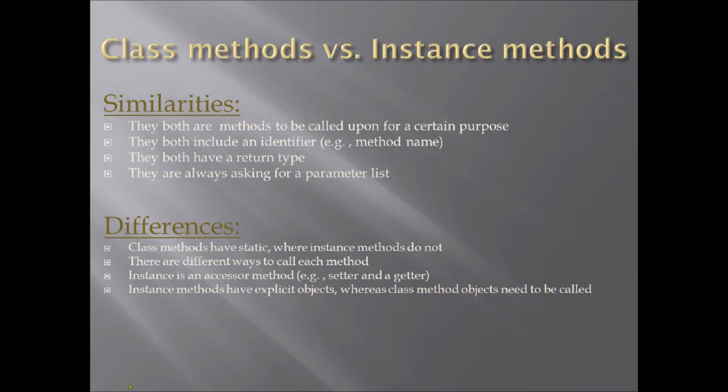The differences between these two methods are: 1. Class methods have static, whereas instance methods do not. 2. There are different ways to call each method. 3. Instance methods can be accessor methods, for example a setter and a getter. And 4. Instance methods have explicit objects, whereas class methods do not need objects to be called.